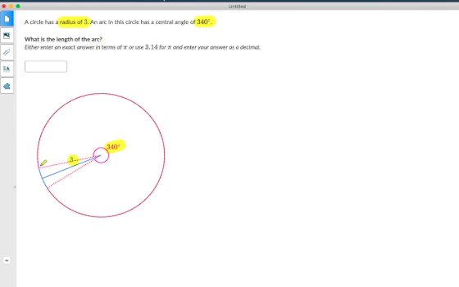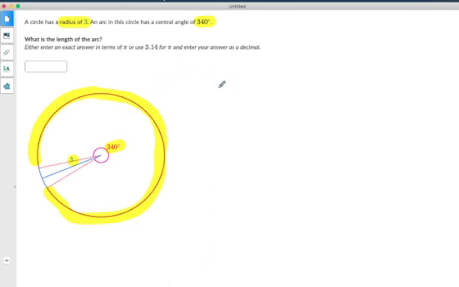So we want to find the arc length, and that means we want to find the length of this red portion that is, they say, subtended by this central angle, 340 degrees. Now, what they don't give us is the circumference of the circle. So I think maybe that might be what Khan left out or glossed over.